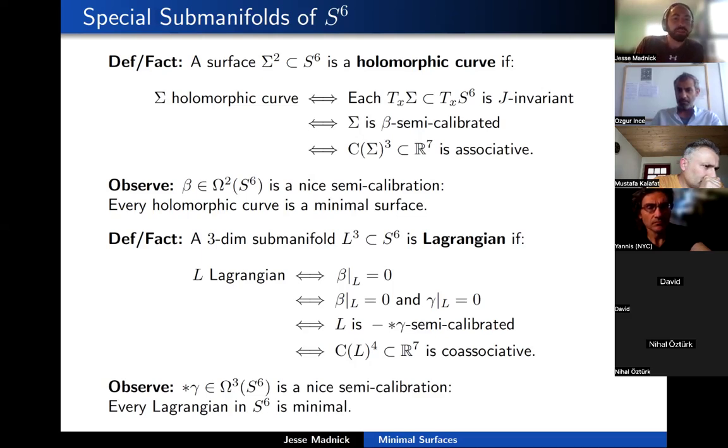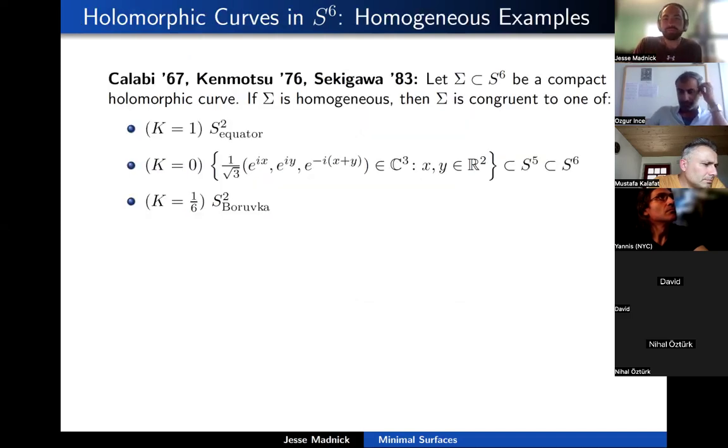Okay, so these are sort of the two natural classes of minimal submanifolds of the 6-sphere. So it would be nice to understand their Morse index. And this, of course, is a hard thing. But maybe you could start by calculating the Morse index for the homogeneous examples. So what are the homogeneous holomorphic curves, for example?